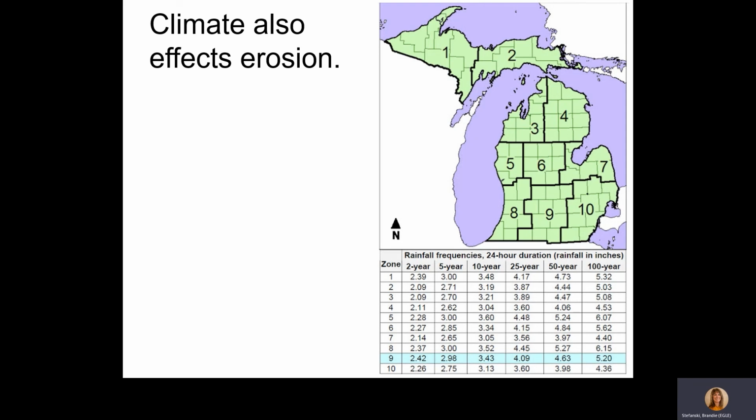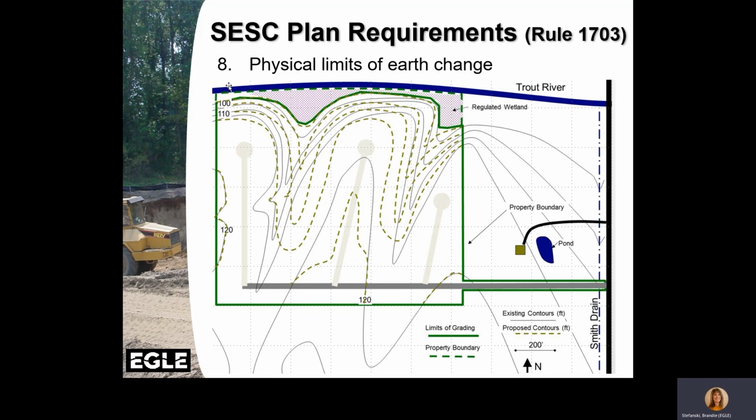Moving on to our next element required by Rule 1703, limits of earth change. This one is commonly omitted. The area of disturbance needs to be defined and will not be assumed. The plan reviewer should undoubtedly know what the limit is. It is important to clearly define where permitted activity will start and stop. This ensures that work is being conducted only in the approved and permitted area, and that neighboring properties or water bodies will be protected.